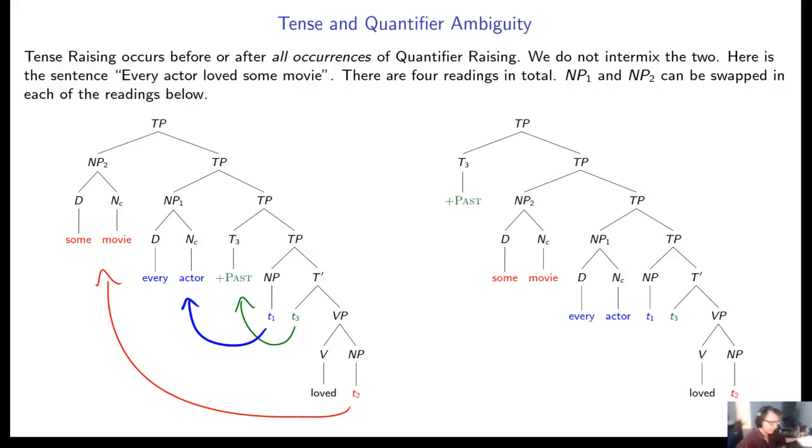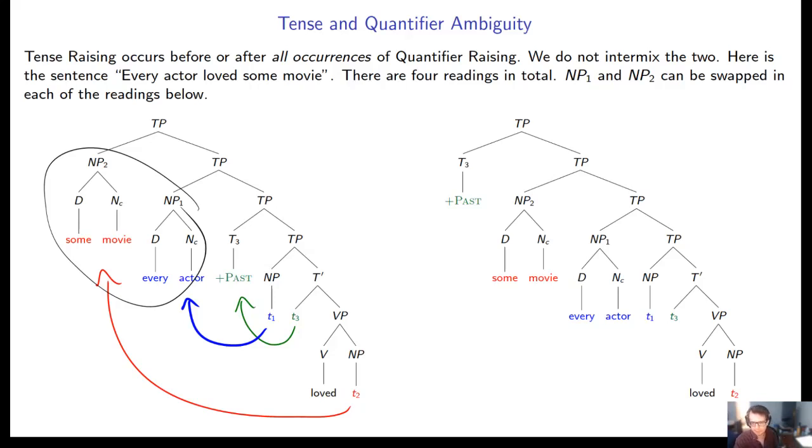Also, again, I'm not showing these because I don't want to fit 4 trees on the page, but with scope ambiguity, these two could be switched as well with regular scope ambiguity. So it could be every actor on top and some movie on the bottom. That could be another tree.